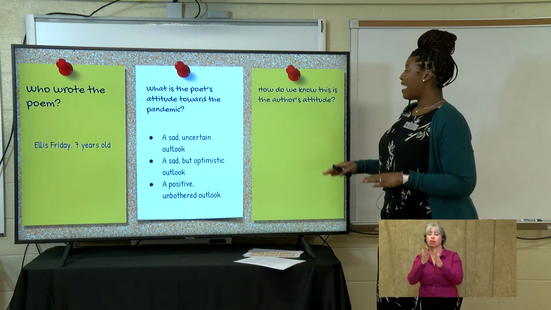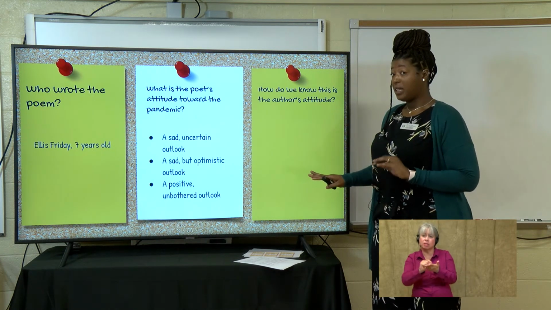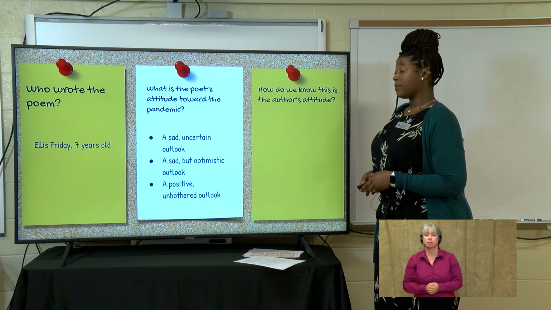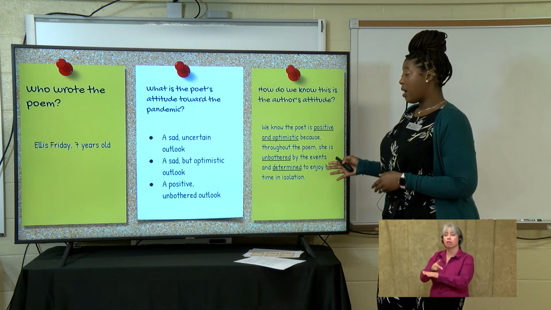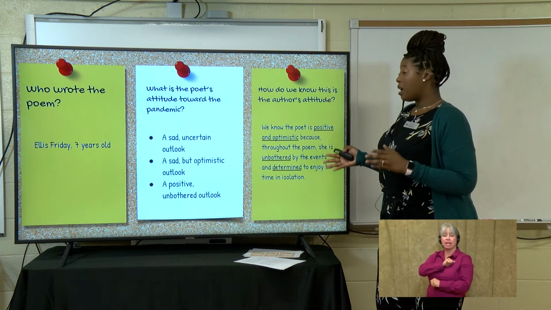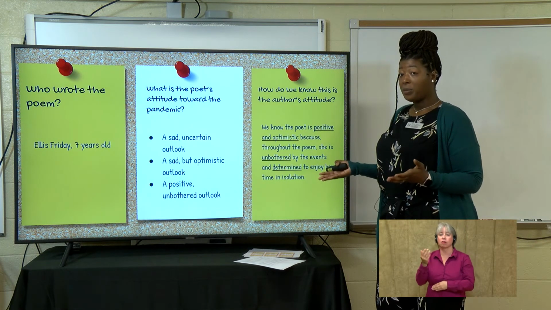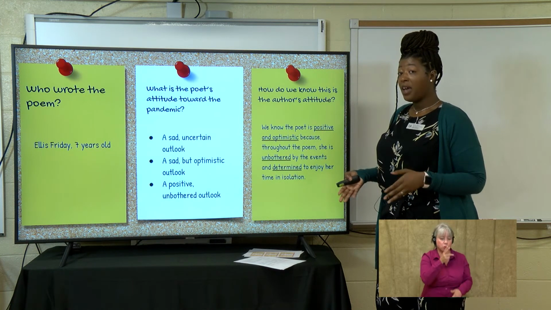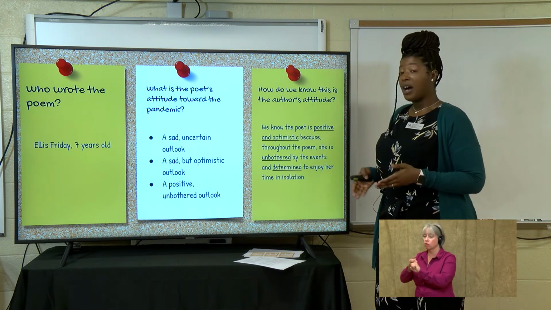Good job. Now, let's think about how we know that this is the author's attitude throughout the poem. Think about that question, and then we'll go over it. We know that the poet has a positive and optimistic outlook throughout the poem because she's unbothered and she's super hopeful that she can find other ways to play while at home. She talks about playing with bugs. She says there's many other things that she can do, and she's not going to be focused on what she can't do and what the different downfalls, like she can't hang out with her friends every day, because she's going to make the best of her time in isolation.